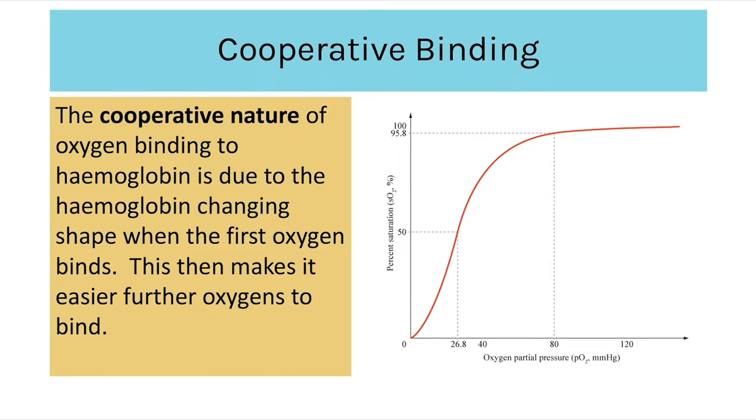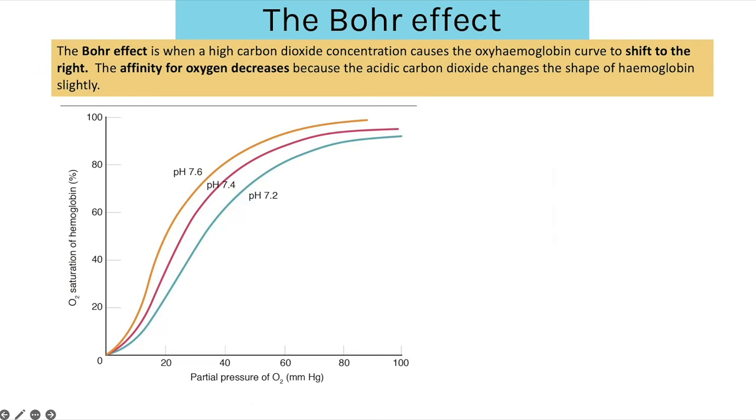These graphs also demonstrate cooperative binding. This cooperative nature of oxygen binding to hemoglobin is due to the hemoglobin changing shape when the first oxygen binds. The reason there is a lower affinity at these lower partial pressures is that the binding sites aren't as exposed when you don't have any oxygen bound to it. But as soon as the first oxygen binds to hemoglobin, it slightly changes the shape of the protein to reveal those binding sites. That then makes it more likely for the subsequent oxygens to collide and bind with hemoglobin. And that's what explains that sigmoid-shaped graph.